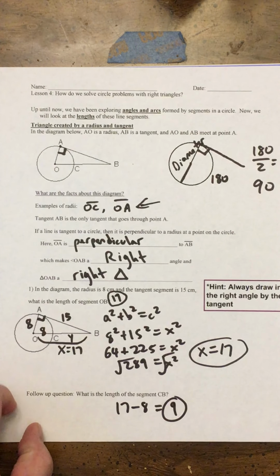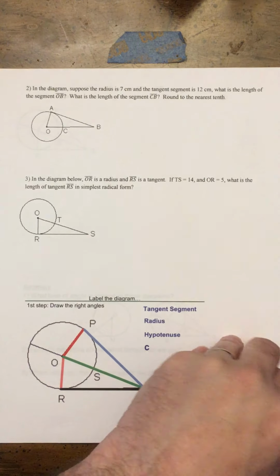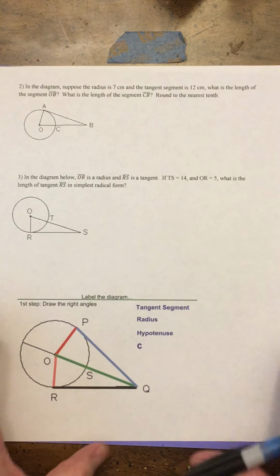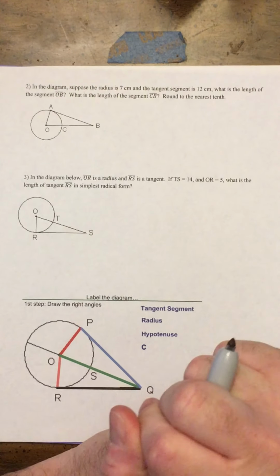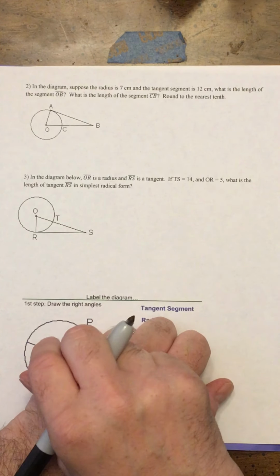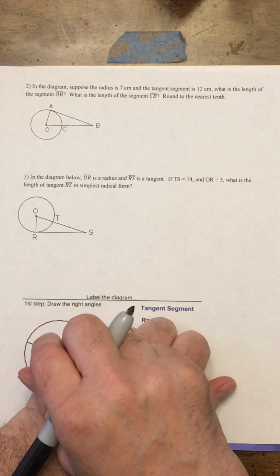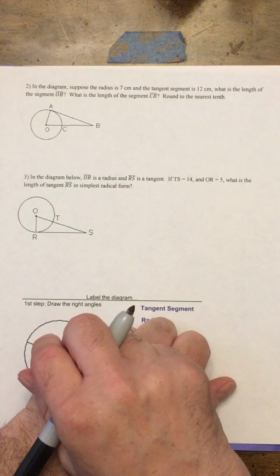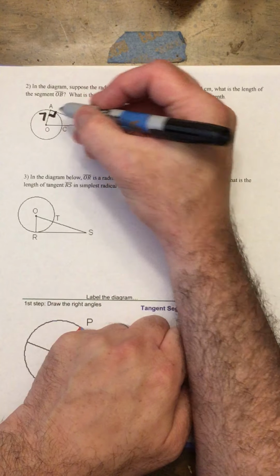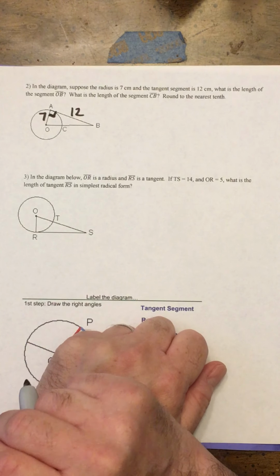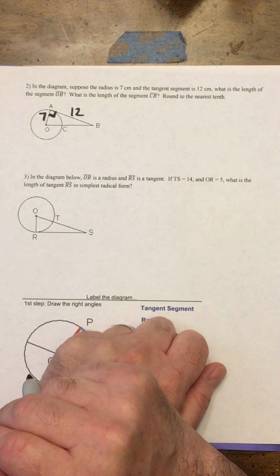Okay, so it's going to be important for you to keep that in mind. All right, let's go take a look at some more of these types of problems. You could probably try the next one on your own. If you have any trouble with it, let me show you what to do. But I'll read it, and if you want to pause it and try it, go ahead. In the diagram, suppose the radius is 7 and the tangent segment is 12. So the tangent segment is 12 and the radius is 7, and draw in that right angle by point A. What is the length of segment OB?